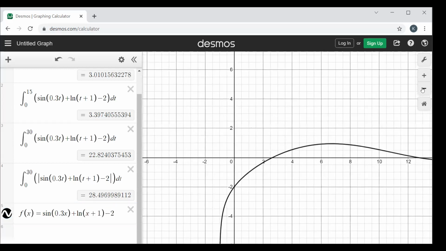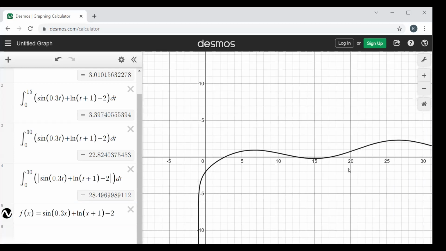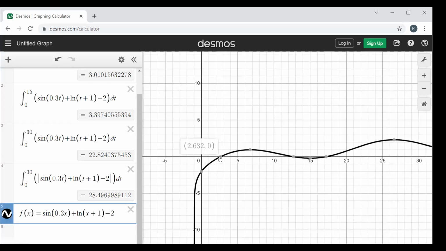From 0 to 30. I need this point, and that point. Yeah, so I could do this as 4 different integrals. I can integrate from 0 to 2.362 of my function.